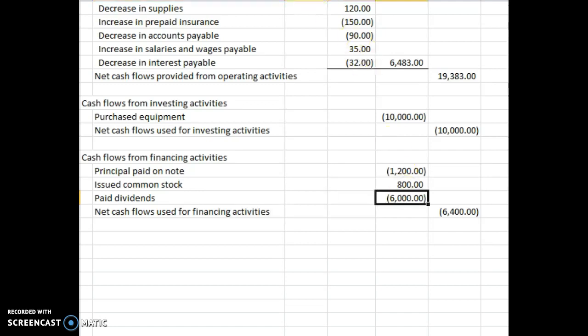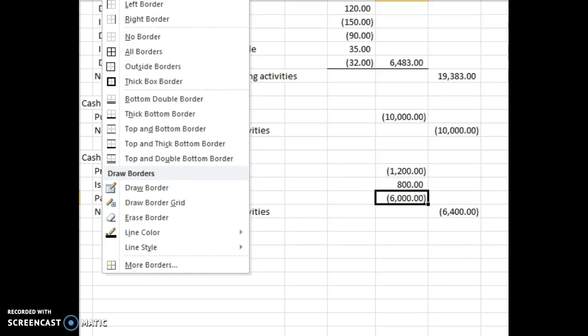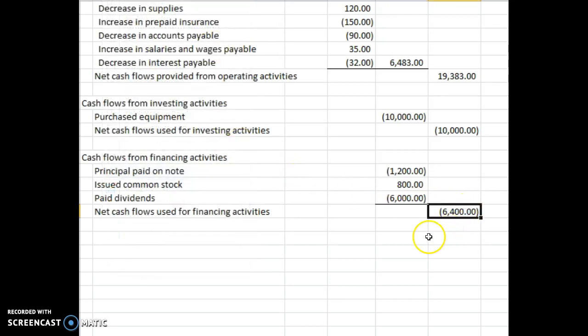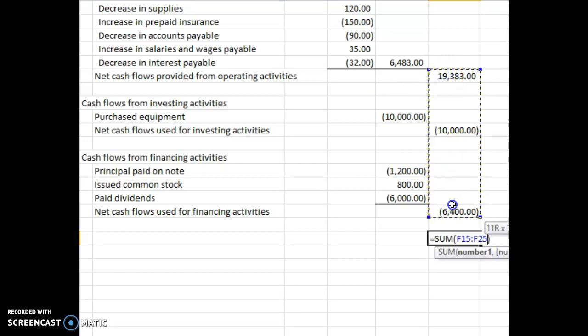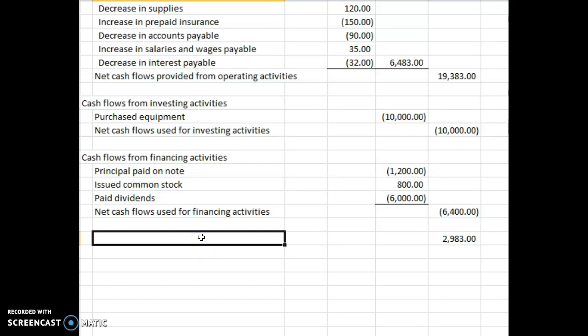Okay, we'll make it a little bit prettier. All right, so now we've done the 3 sections: operating, investing, and financing. So what happened with cash? If we just add up these 3 things, overall that was a positive number, so my cash increased for the year. Now I can make a generic increase or decrease heading, and we increased cash this year.